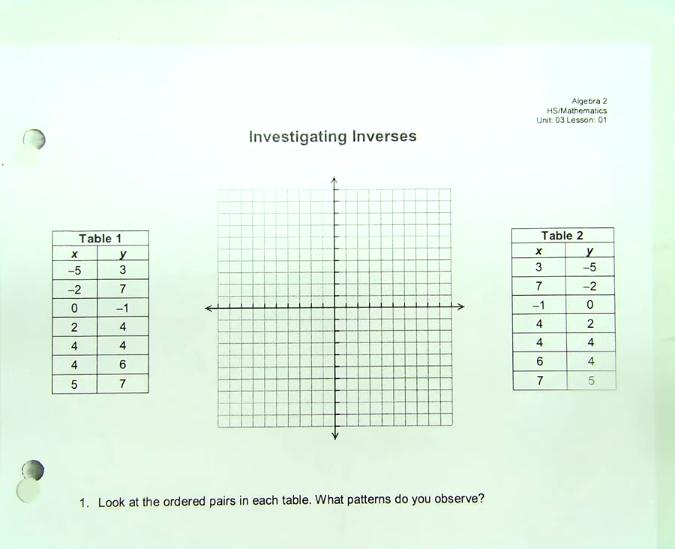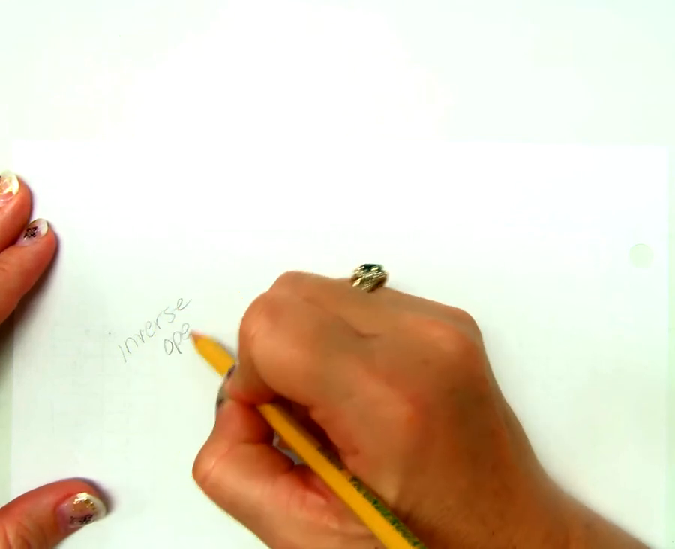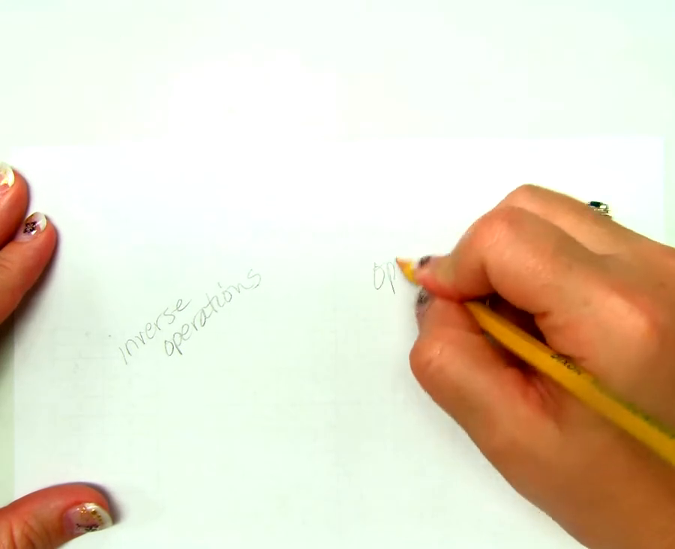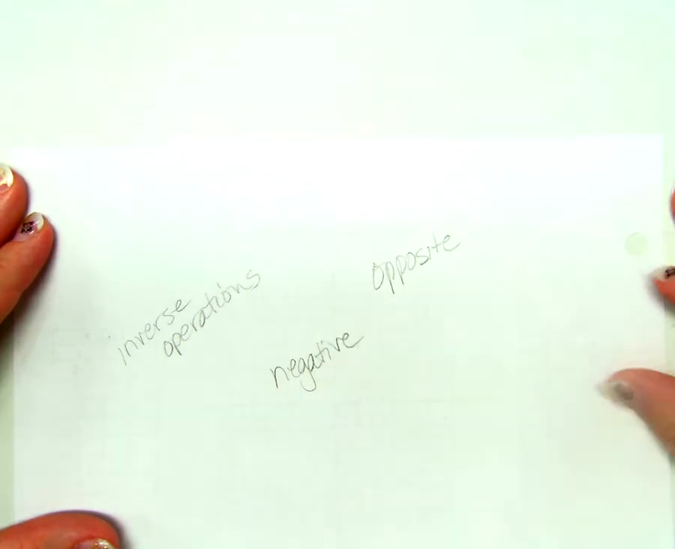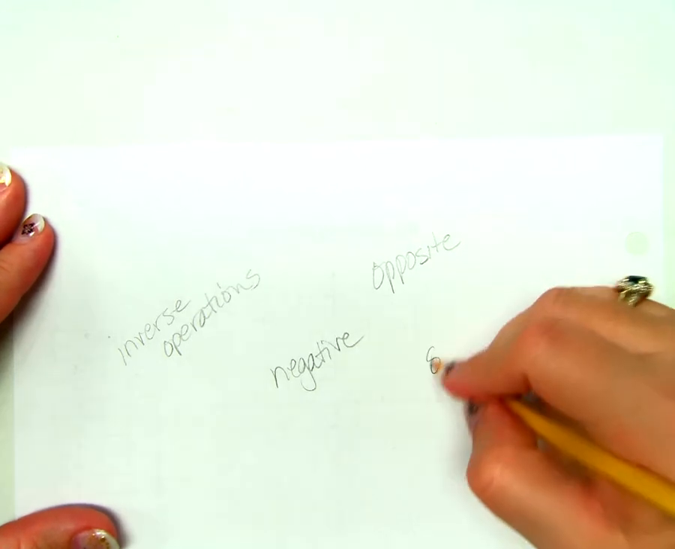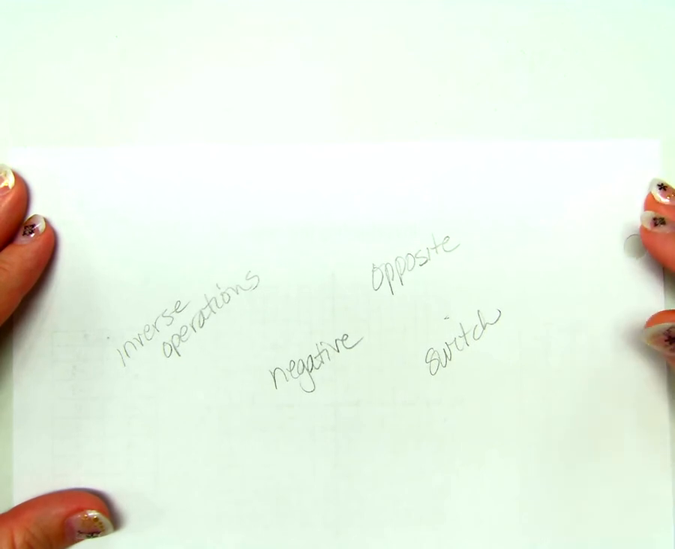Investigating inverses. Before we start on this worksheet, I want to know what kind of words you think of when you hear the word inverse. What does that make you think of? So, inverse operations. What else? Opposite? Anybody else think of anything else? Switching? What do you mean by switching? Changing them?